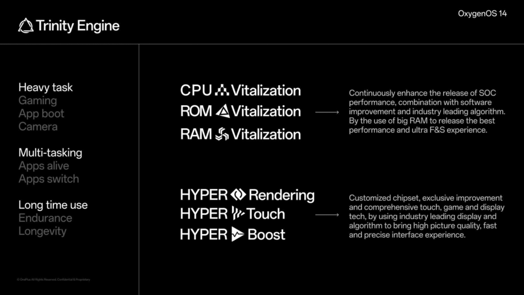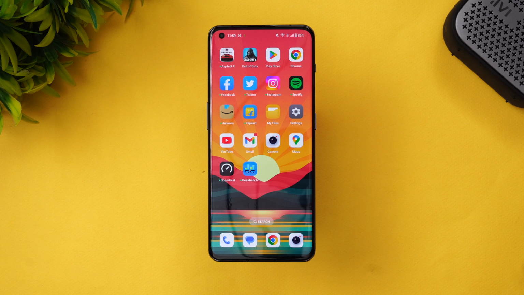Then there is ROM virtualization, which aims to fix long-term degradation for up to 48 months in terms of performance by using compression algorithm, file defragmentation, memory acceleration, and few other techniques as well. So OnePlus also says that you can save up to 20 GB of storage using this new option.